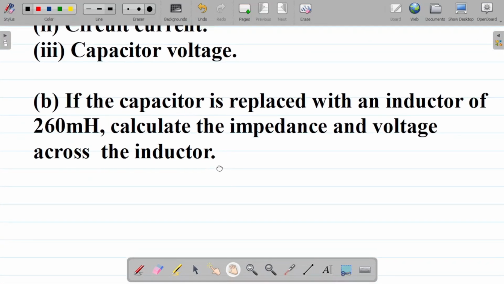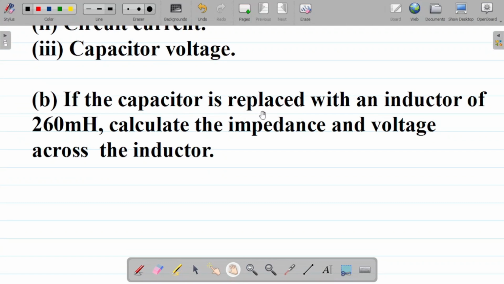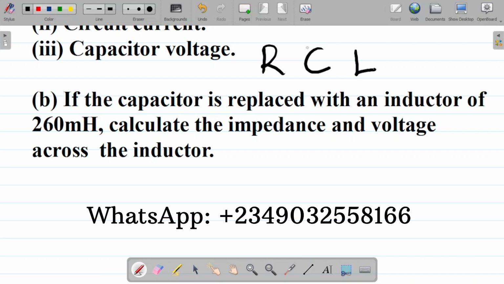Here's the B part. The B part says if the capacitor is replaced with an inductor. See what I was saying: I said a normal AC circuit should have a resistor, a capacitor, and an inductor. That's usually an L. Now they are saying, what if they replace the capacitor here with an inductor? That's the concept here. What are we asked to find? The capacitor is replaced with an inductor of 260 millihenry.